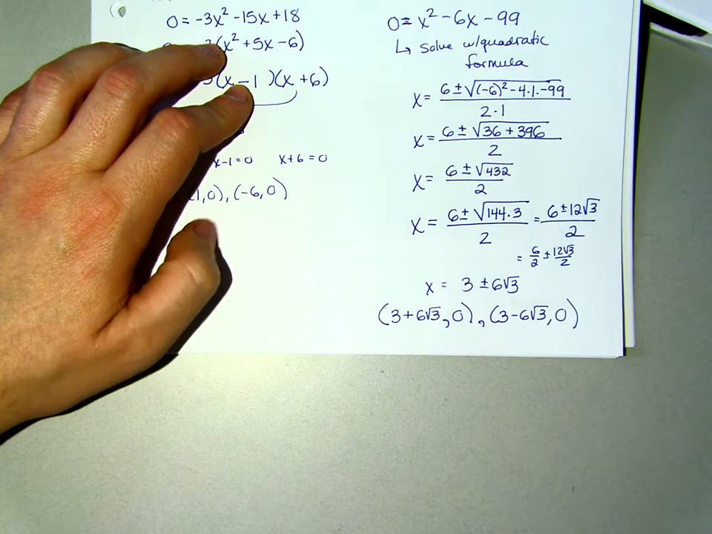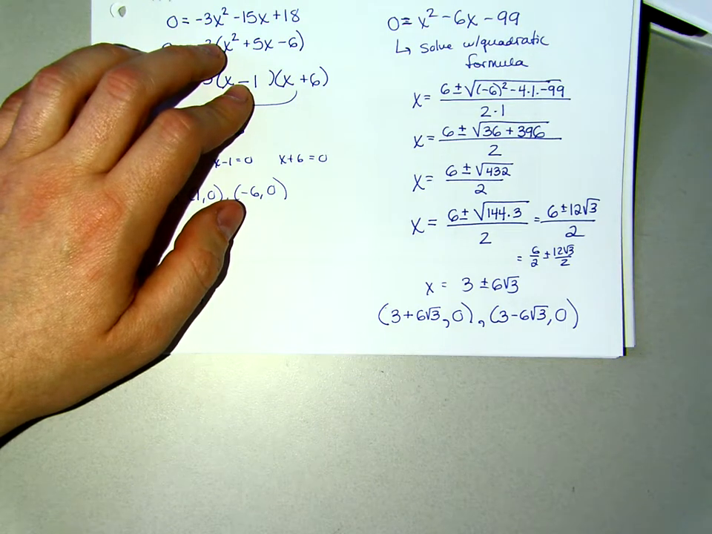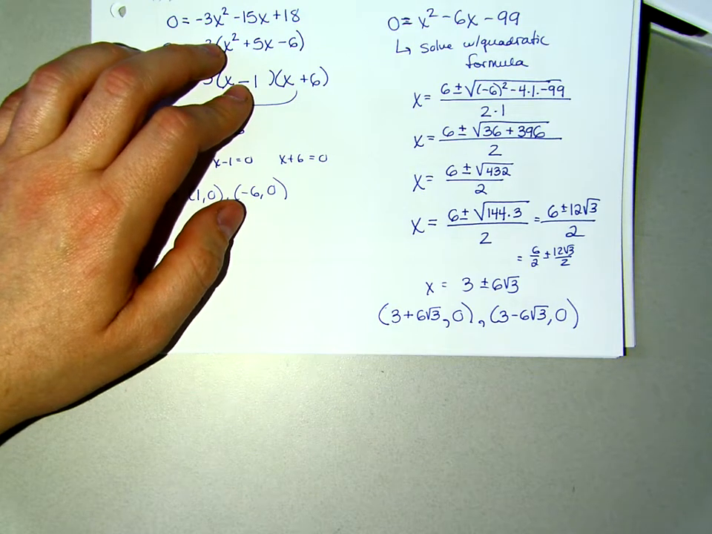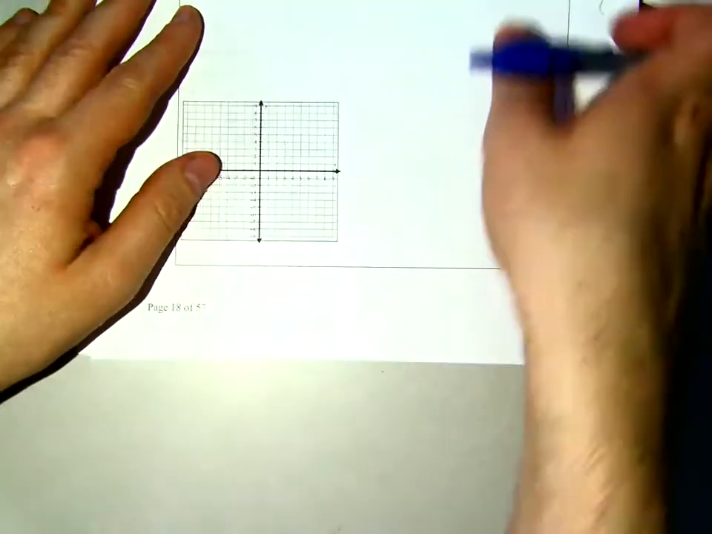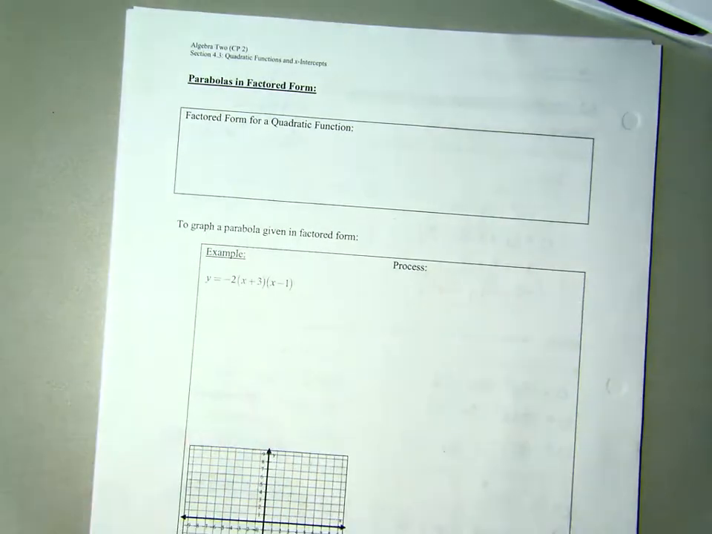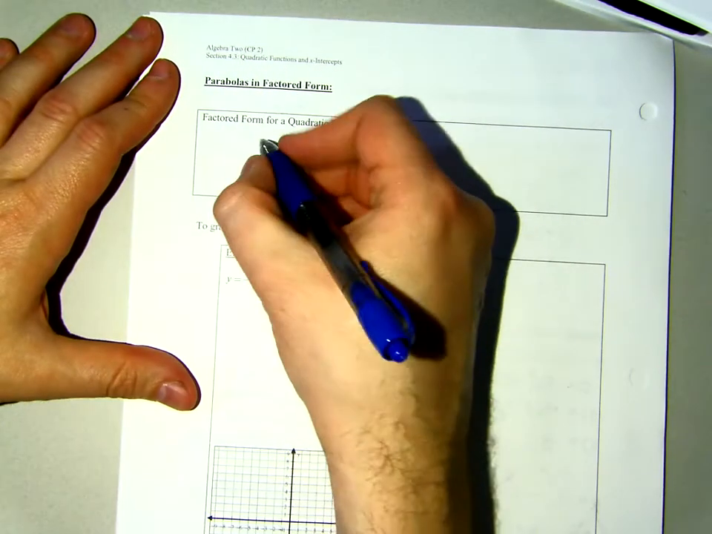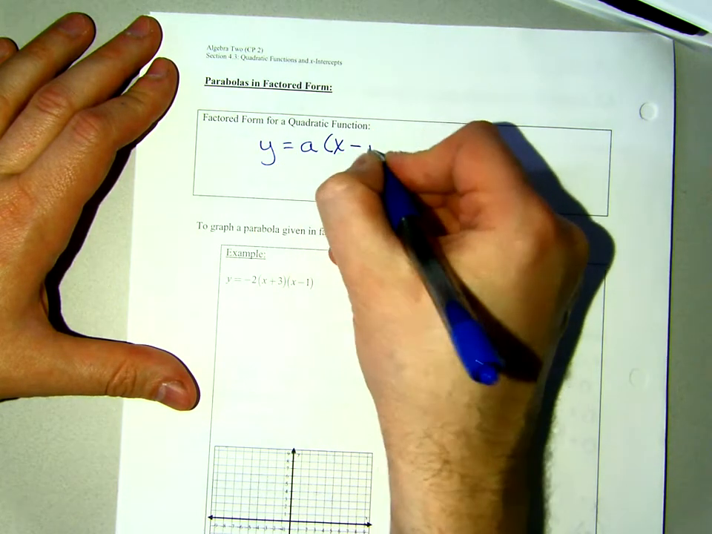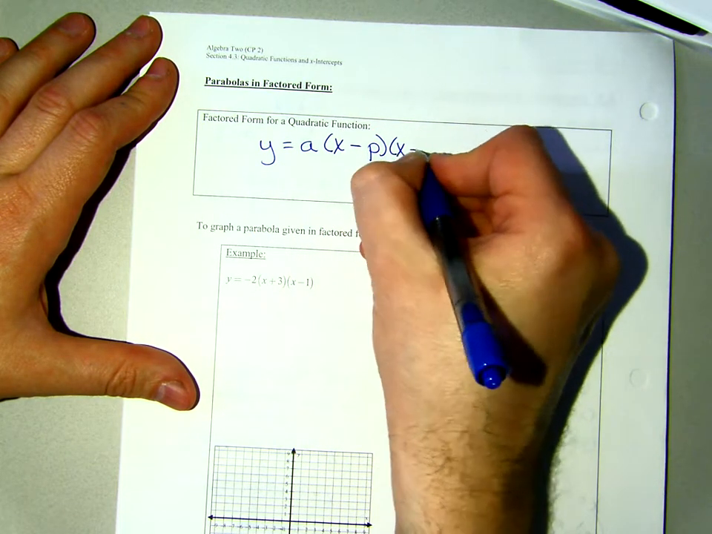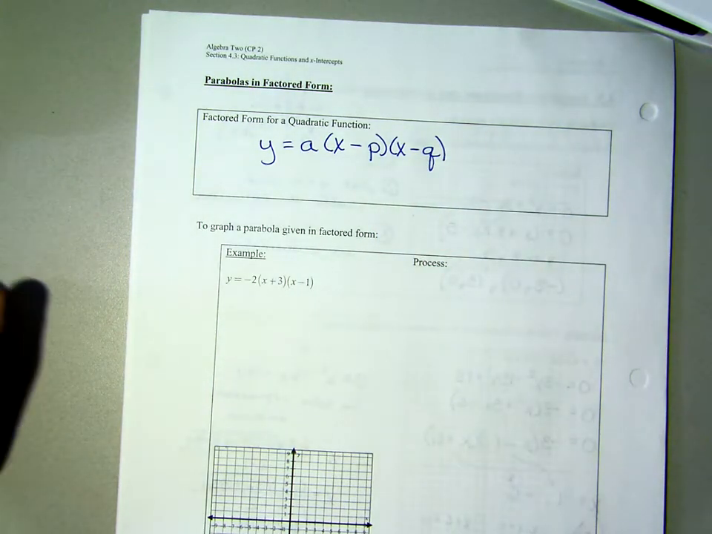We need to talk about the third form of a quadratic function. We had vertex form, we had standard form, and now we have what's called factored form. On the next page. Factored form for a quadratic function looks like y equals a, some number out front, times x minus p times x minus q. Factored form because it looks like something that was factored.